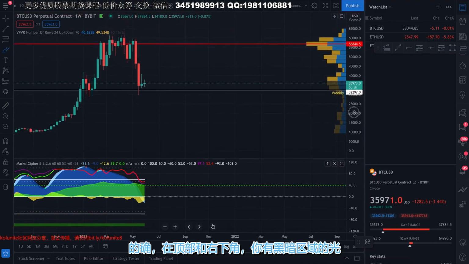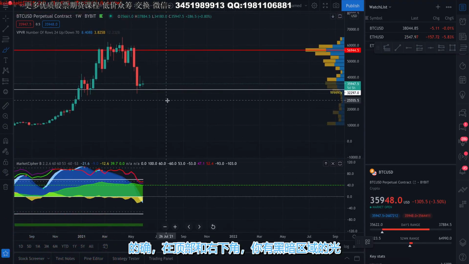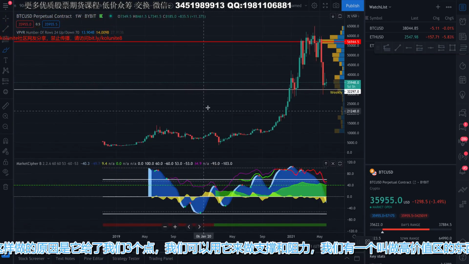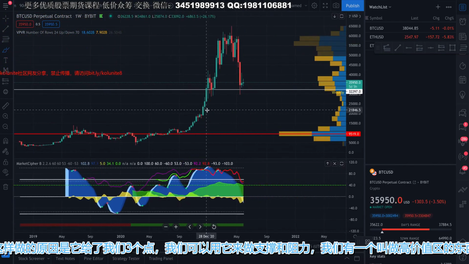It's true on the top and the bottom, right? We have areas of dark, areas of light. What this does is it gives us 3 points that we can use for support and resistance.